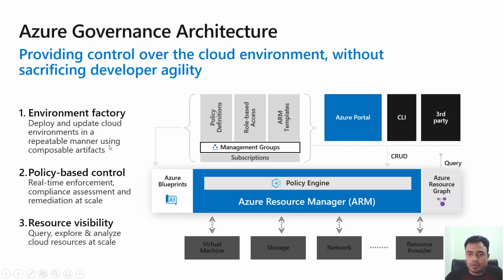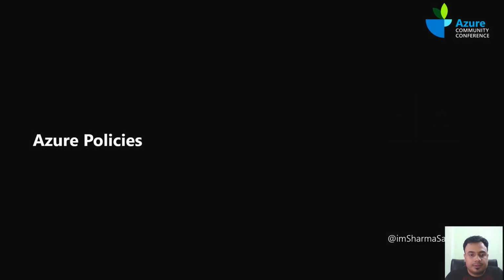If we see what we are getting out of these things, first is environment factory. So we can deploy and update cloud environments in repeatable manner using blueprints. So we define it one time and deploy it multiple times, and it also maintains consistency. That's what we achieve out of that. Policy based control is of course possible. As we saw, policies can be defined, and then policies will be effective in real time. It will enforce on your existing resources and also new resources in real time, and also on ad hoc basis. And of course, resource visibility using Azure Resource Graph.